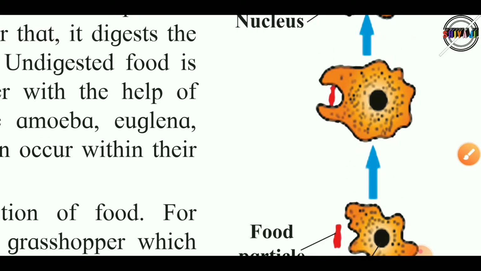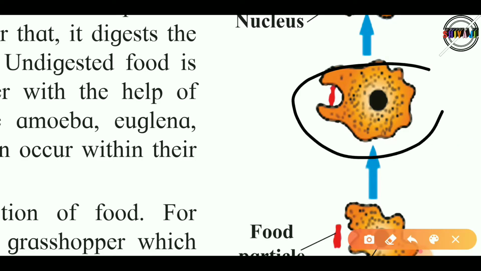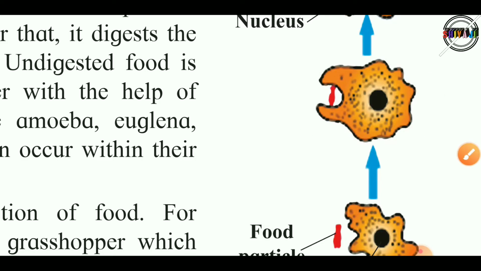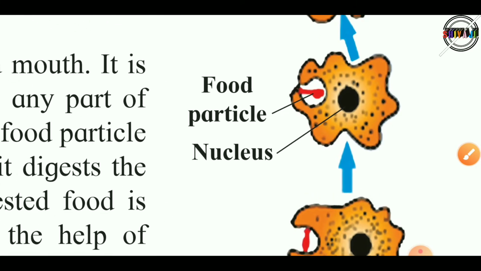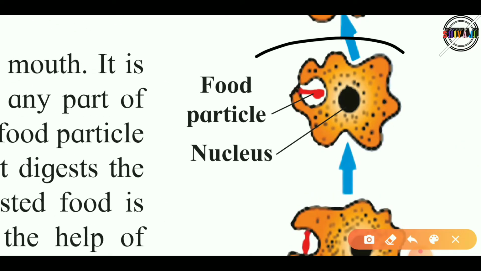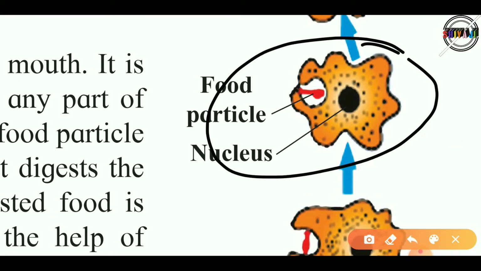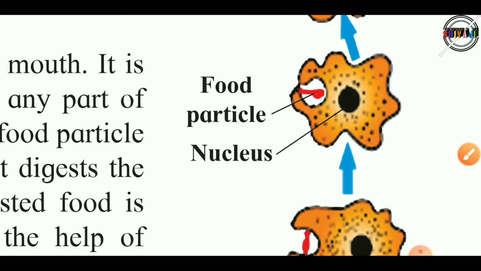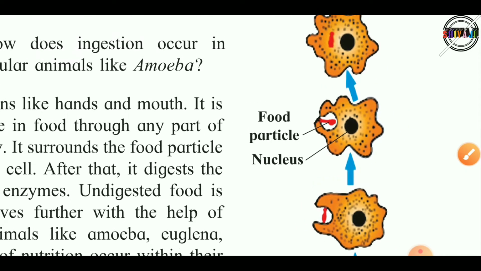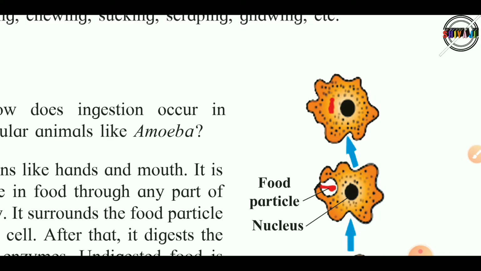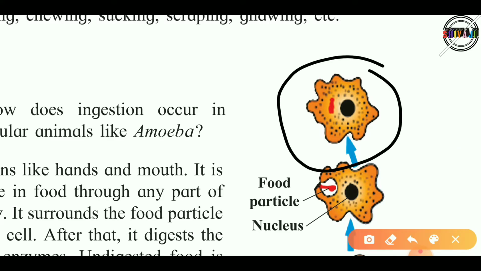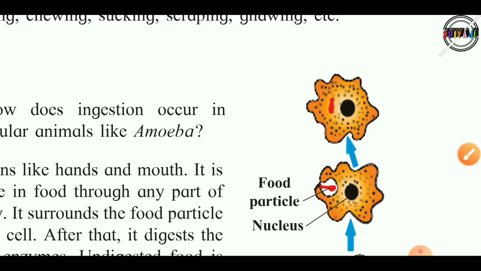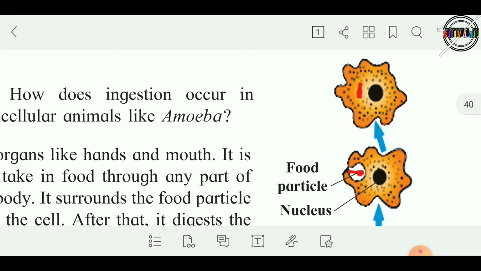And this is the second stage, how they eat the food. In the next stage, they consume or cover the food with their body, and after that they eat this food. You can see here properly, the red colored food is being eaten, and this is the nucleus of that amoeba.